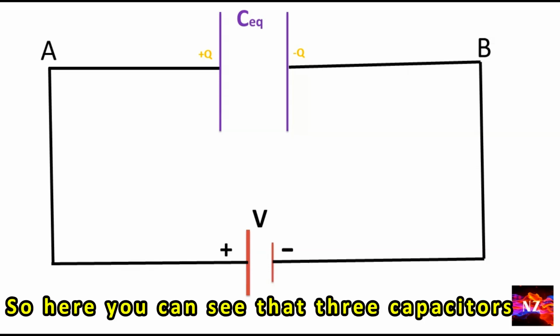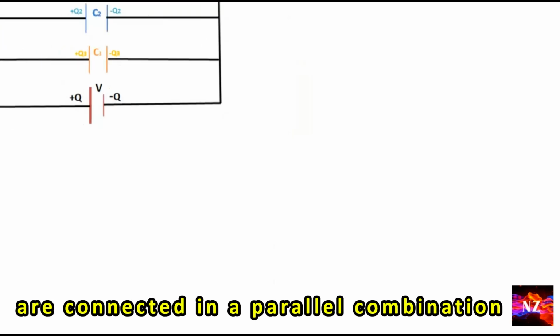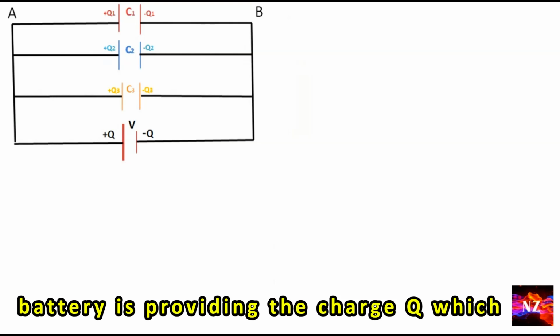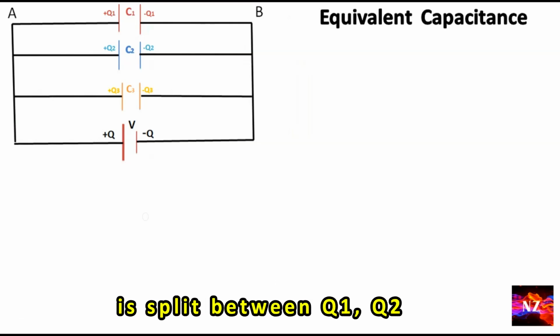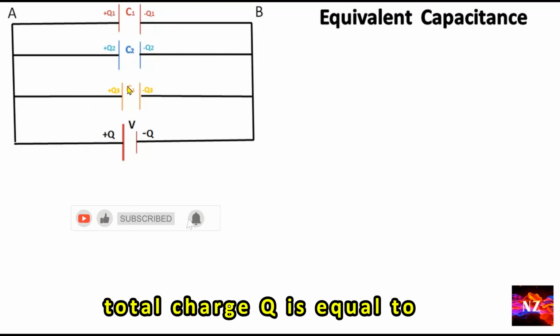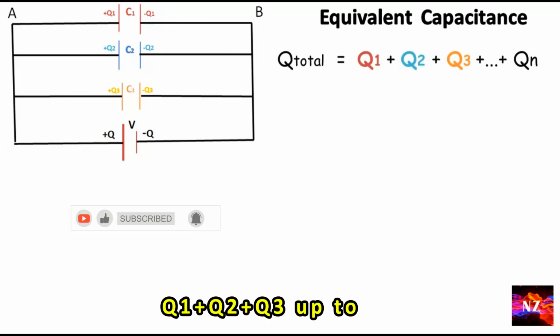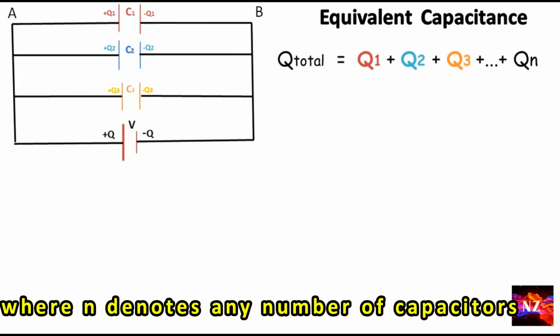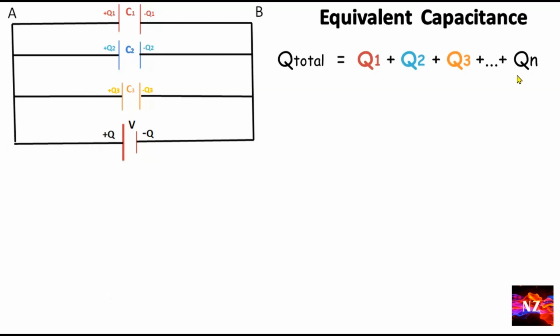So here you can see that three capacitors are connected in a parallel combination to each other. The battery is providing the charge Q, which is split between Q1, Q2 and Q3. So we can say that the total charge Q is equal to Q1 plus Q2 plus Q3 up to Qn, where n denotes any number of capacitors.